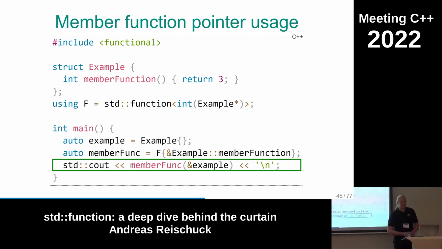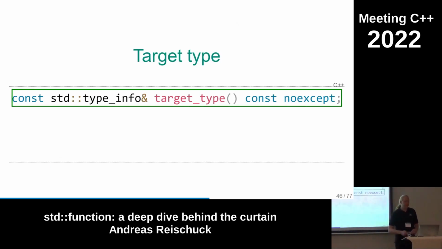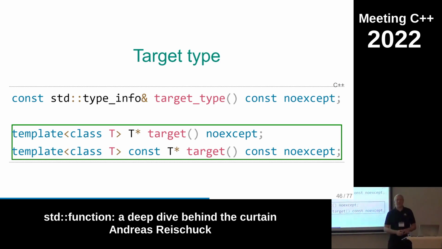But there are more strange features in standard function. And one of the more strange ones is the target type. So the standard mandates we have a member function of standard function, target type, and it should return a type info object. So that's the RTTI information about the object we stored, the callable. And then there are two functions to extract this object. So you, as a user, have to provide a concrete type, and once this type matches our callable, we get a pointer back to the callable. Has anybody used that feature so far? One. Ah, cool.